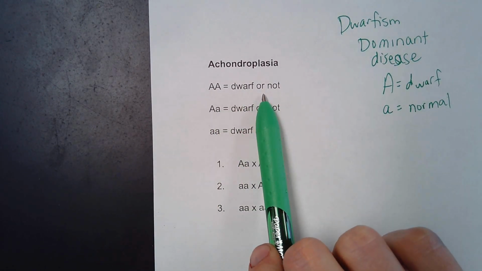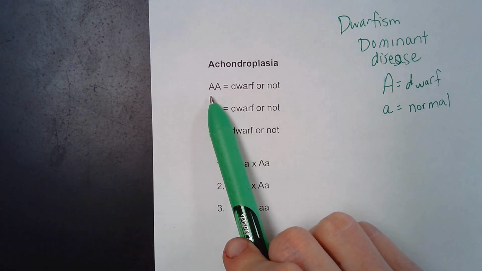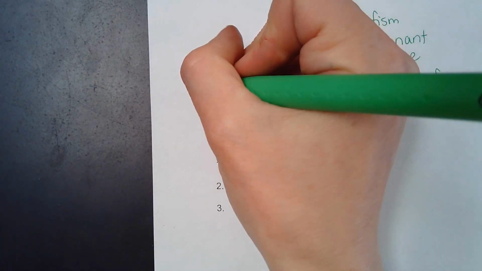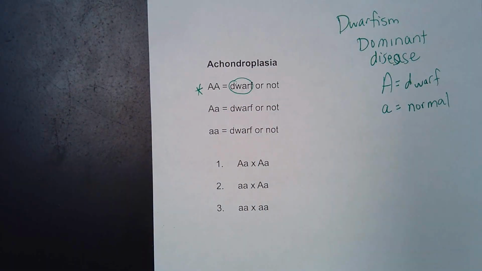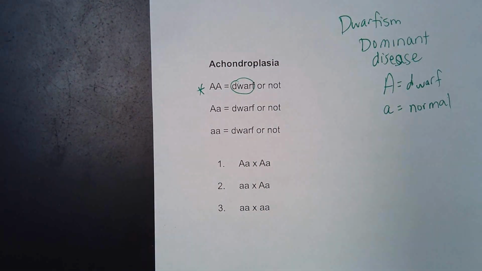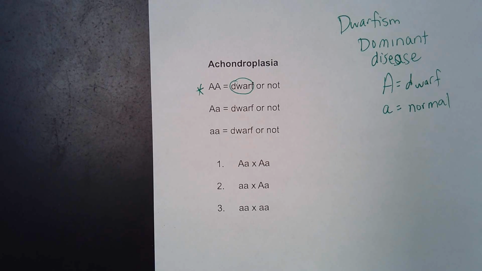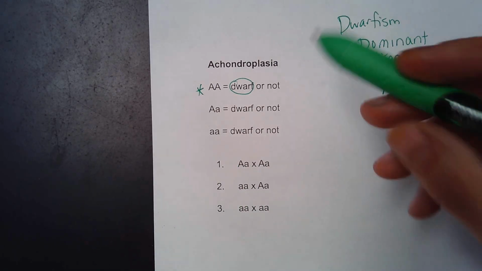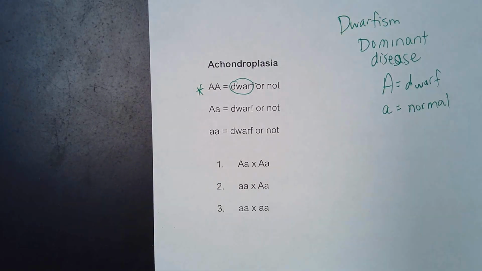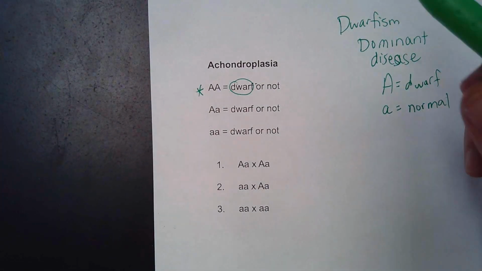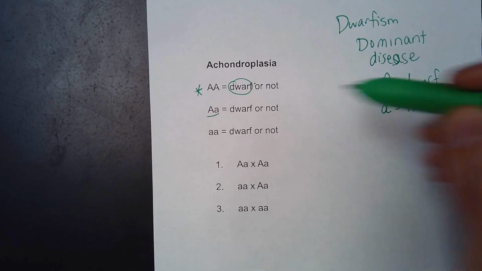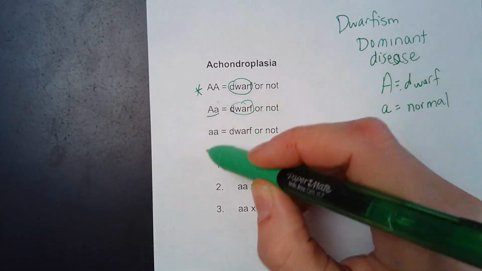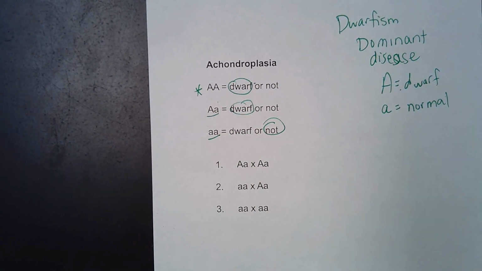This is not a trick question, but it kind of is. So this, you would say they would be a dwarf. However, if a person inherits two dominant alleles, their body would have too many abnormalities, and their body would not be able to survive birth. So if a person were to have this genotype, they would not survive until birth. This one, they have one dominant, so they would be a dwarf. And this one, you would be a normal-sized person.